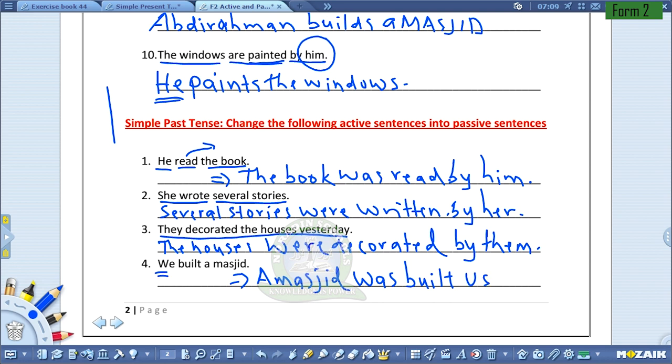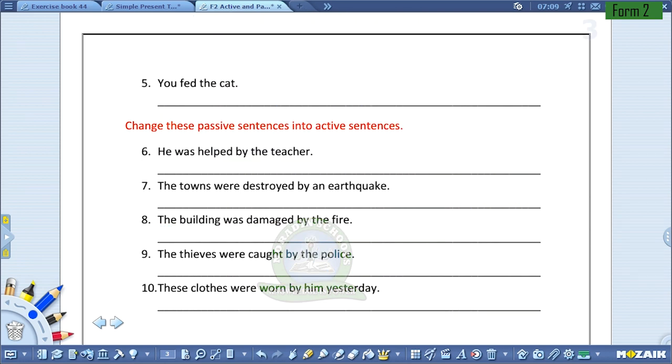A masjid was built by us. The final sentence of this form, from active to passive voice in simple past: you scared the cat. Let's start with the cat. Was or were? Was. The verb in its present form, and then when we change into past and past participle, the cat was verb by you.